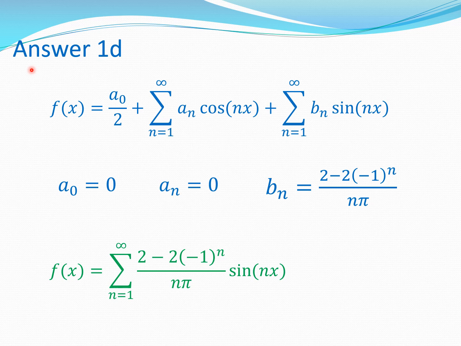Now I go back to my starting definition or equation for the Fourier series. This is something you must always commit to memory: the Fourier series of the function is a0 by 2, plus the sum from n is 1 to infinity of an cos nx, plus the sum from n is 1 to infinity of bn sin nx. And now, having calculated a0, an, and bn, I can write a0 is 0, an is 0, and bn is 2 minus 2 times minus 1 to the power n, by n pi. So I can write this Fourier series in this form. The first two terms are simply 0, so I get the third term out there.